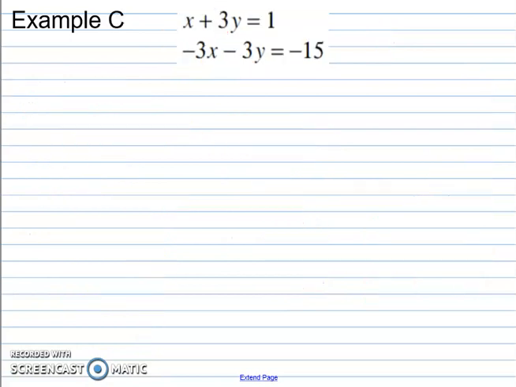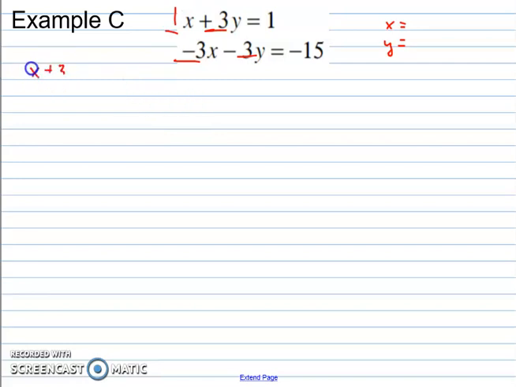Let's try one more. Here we go. Okay, x plus 3y equals 1, -3x minus 3y equals -15. Remember, we want x equals or y equals. It's not there. I'm going to look at my coefficients. I want hopefully a plus or minus 1 right there. So let's solve that one.